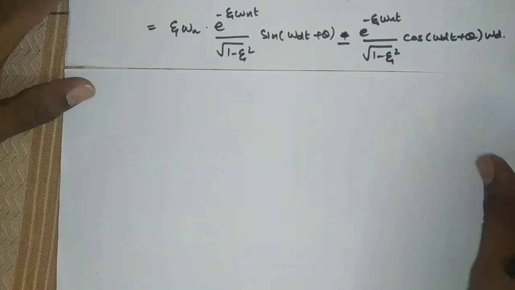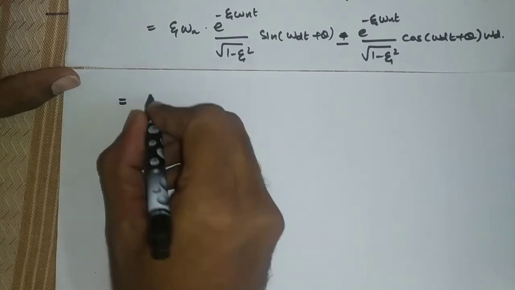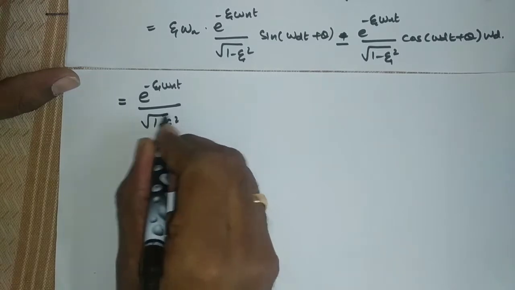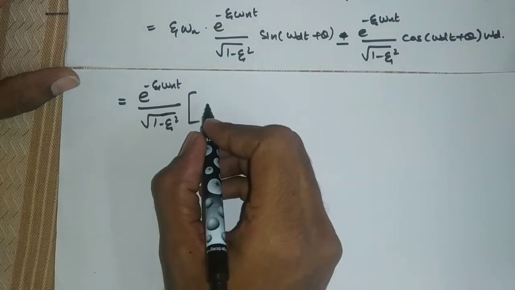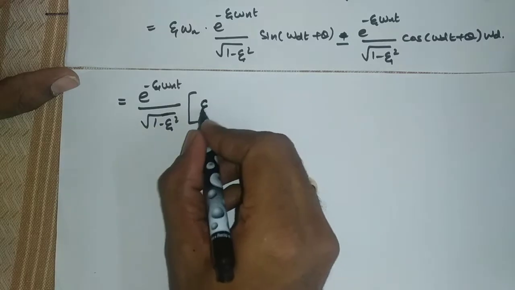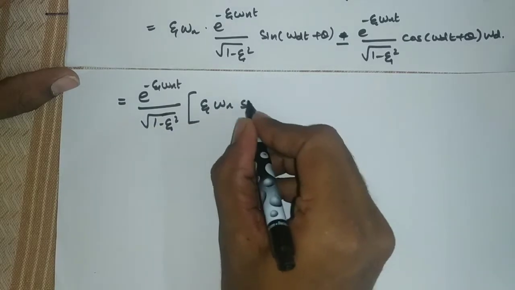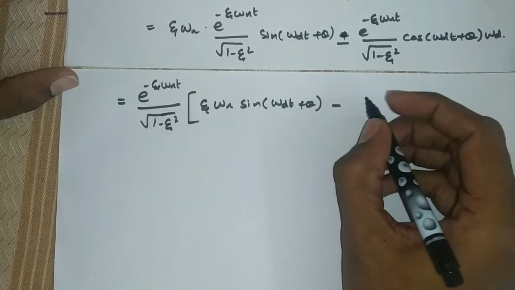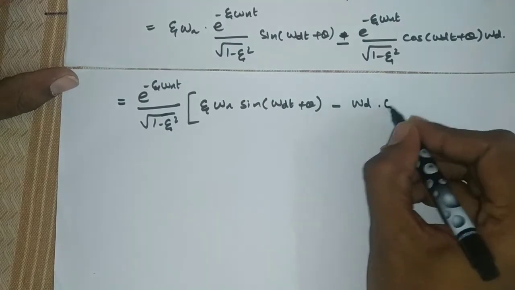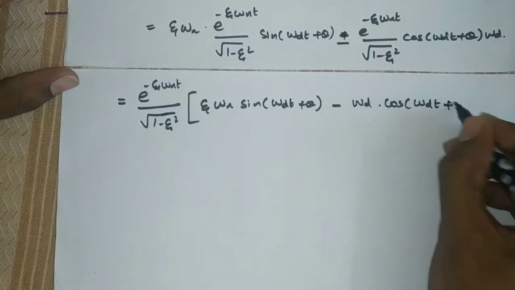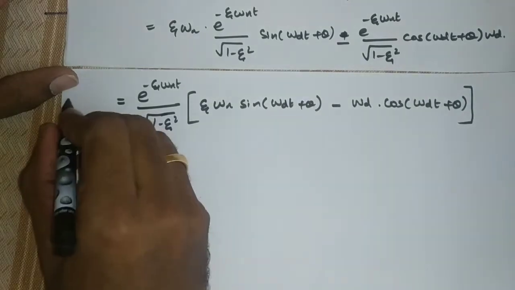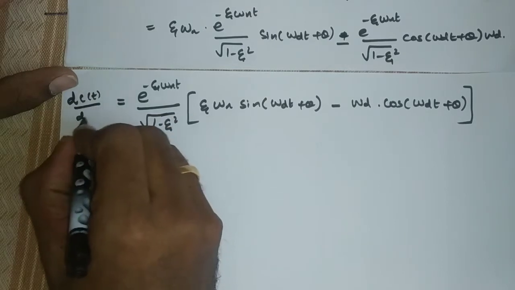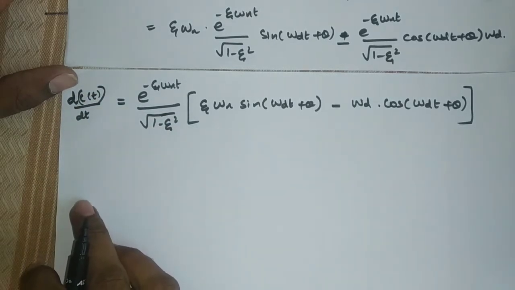Then now in this equation I am taking e power minus eta omega n t divided by root of 1 minus eta square as common. So eta omega n sine of omega dt plus theta minus omega d into cos of omega dt plus theta. This is the term I am getting for dc of t divided by dt.